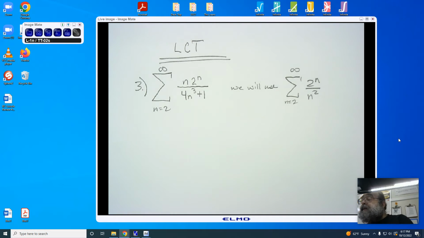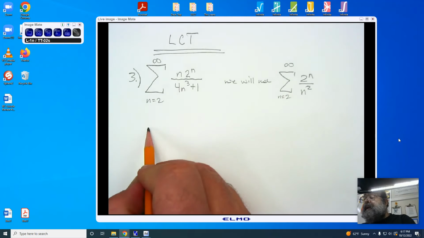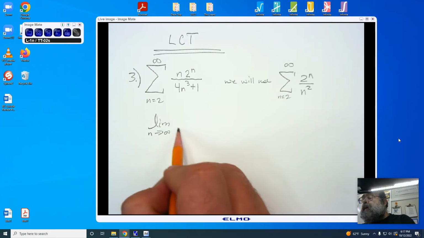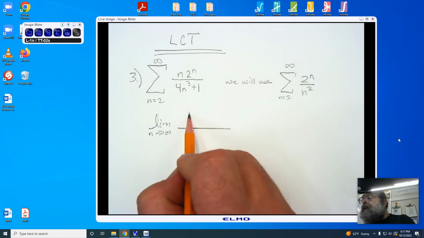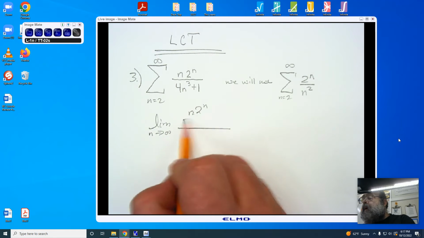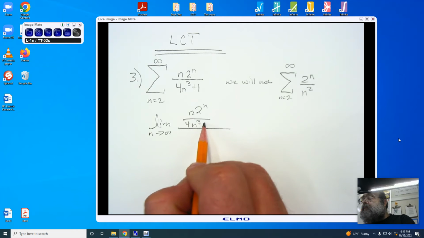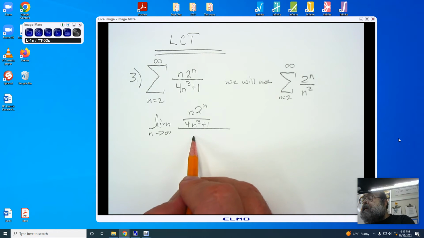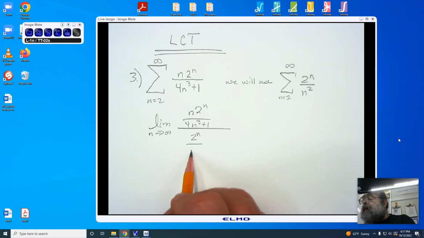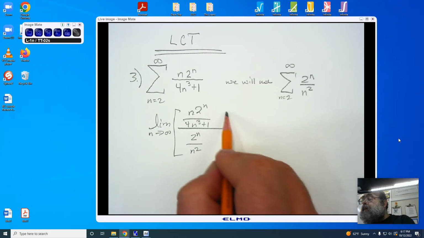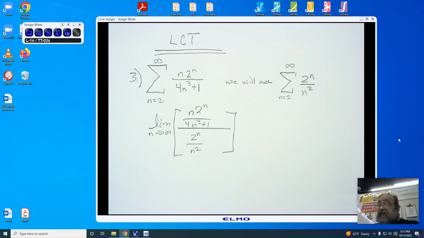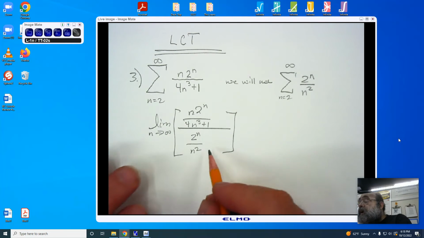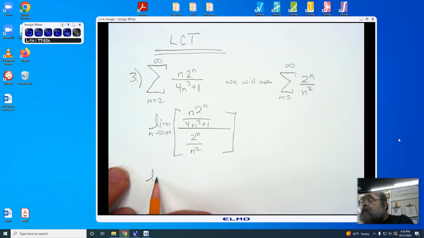So let's go ahead and get started. That means that I'm going to take the limit as n approaches infinity for the series that I have, n 2 to the nth over 4n cubed plus 1, divided by the series that I'm working with, 2 to the nth over n squared, and I'm going to simplify that. Now the simplification is basic algebra, so we're going to bring this up as a reciprocal.